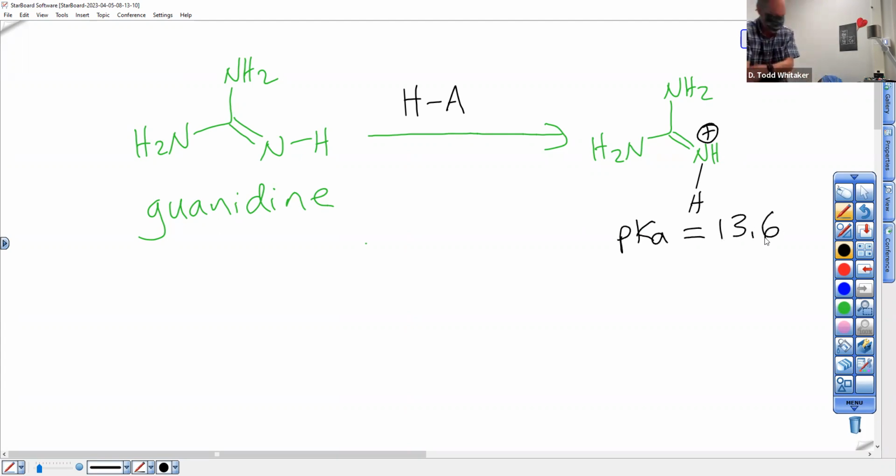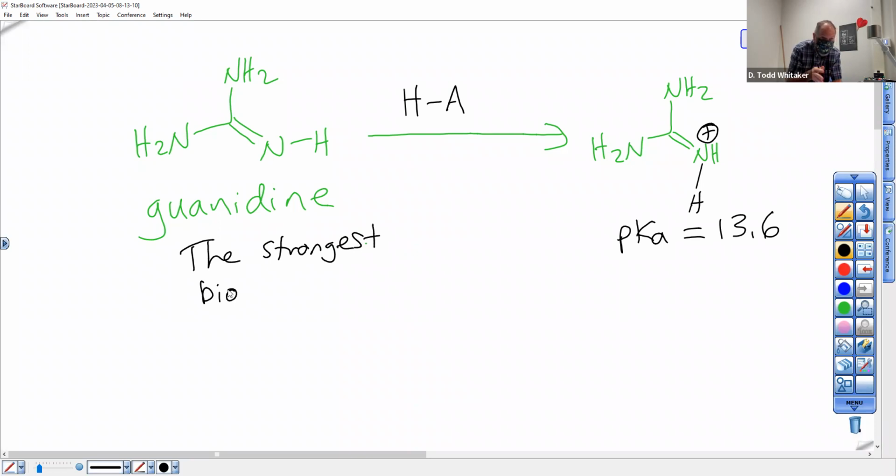Which means guanidine is the strongest biochemical base, because guanidine is found in a lot of stuff. It's in one of the amino acids. It's attached to something in an amino acid. Biochemical base. And you're going to prove it to me with a calculation.